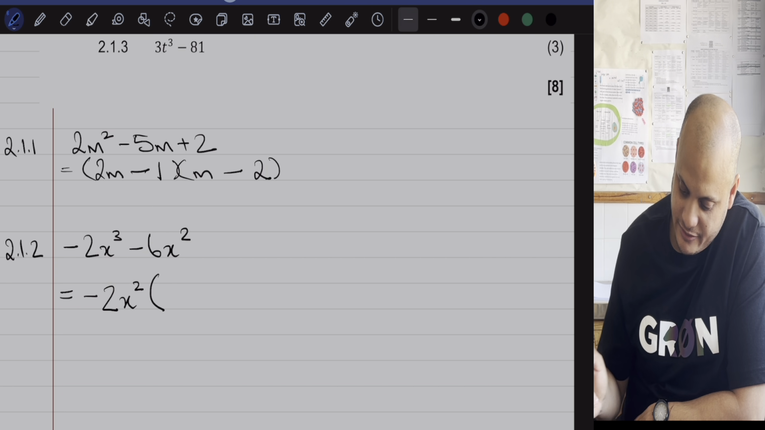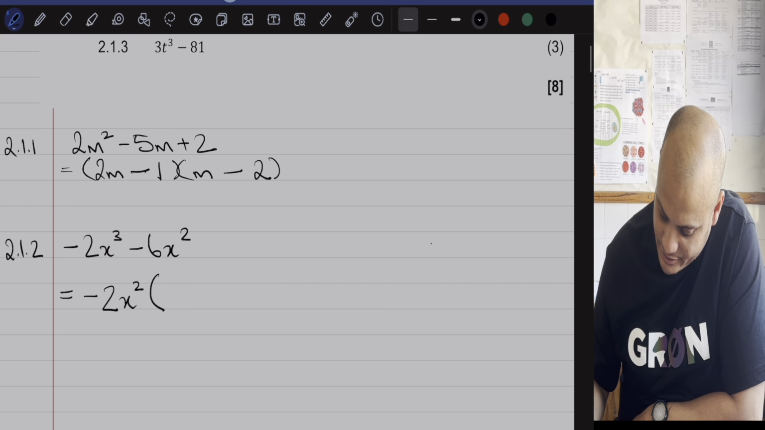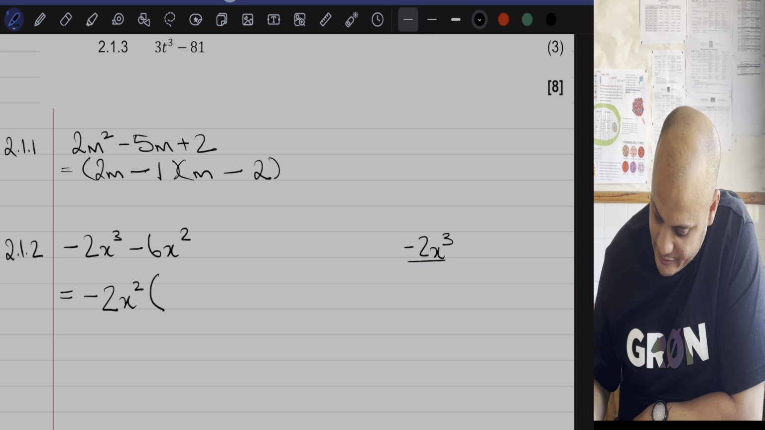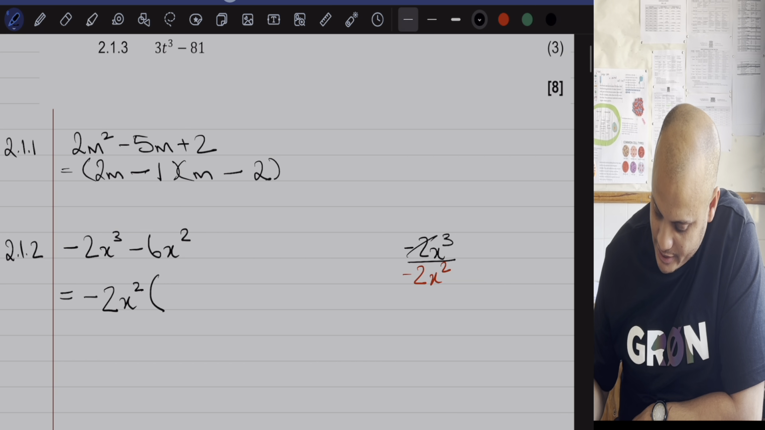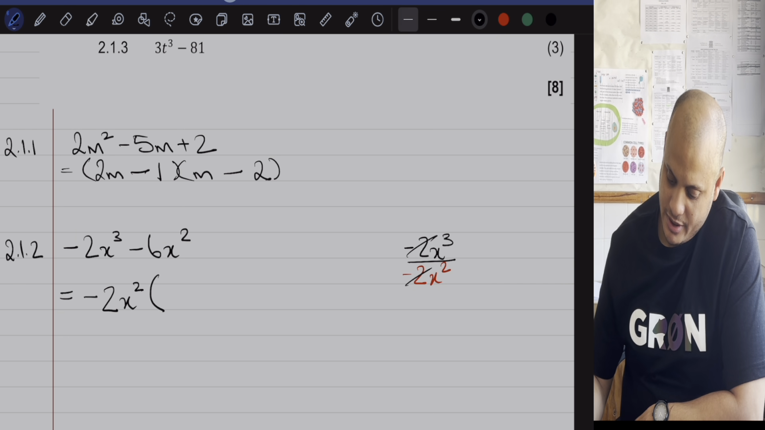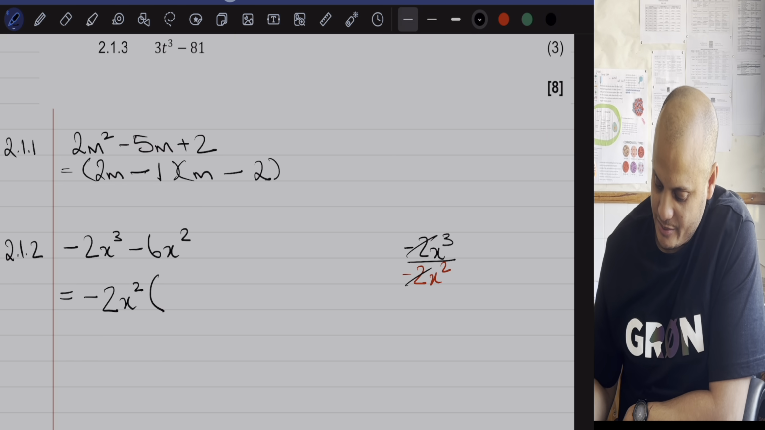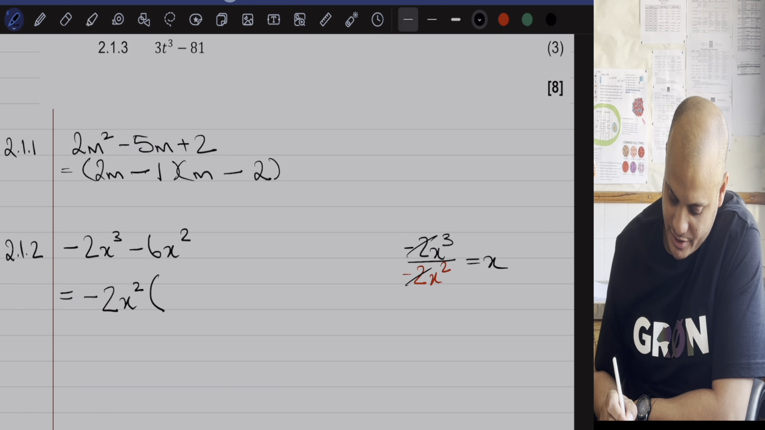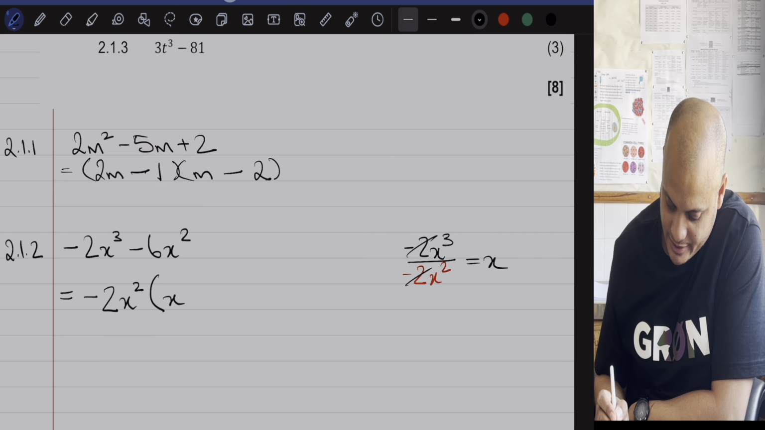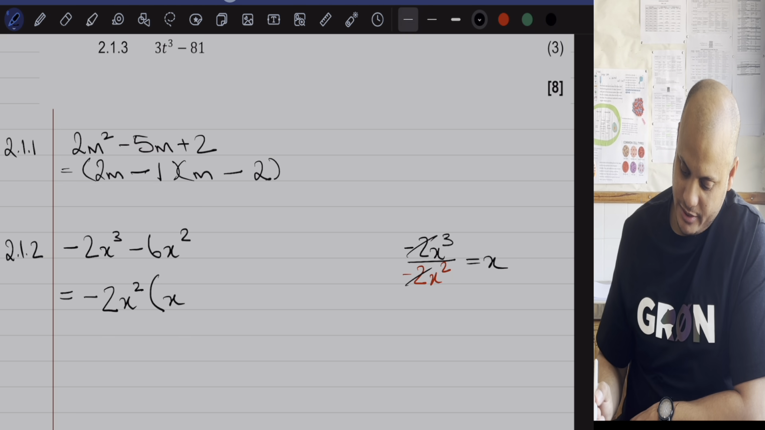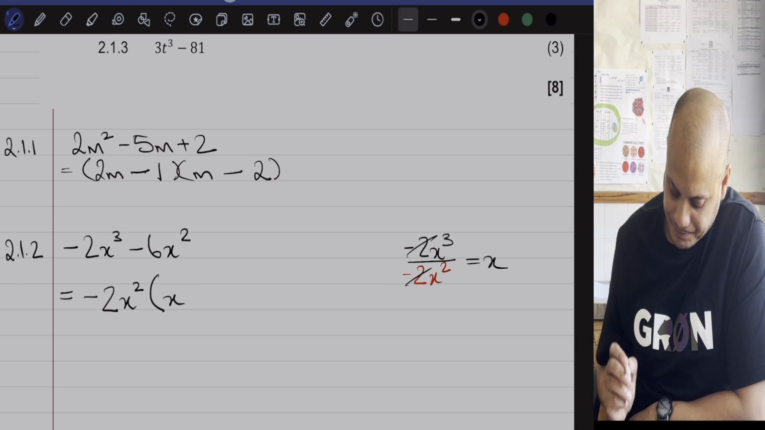In other words, if I took the first term, which is negative 2x to the power of 3, and I divided by my highest common factor, which is negative 2x to the power of 2, what will come out of this? Well, I would cancel out the negative 2's, and x to the power of 3 divided by x to the power of 2 will give me x. So that is what's left in my bracket. And notice the signs were very important here.